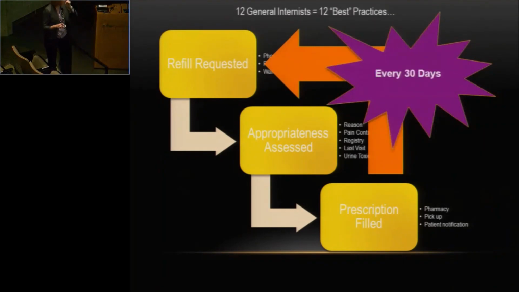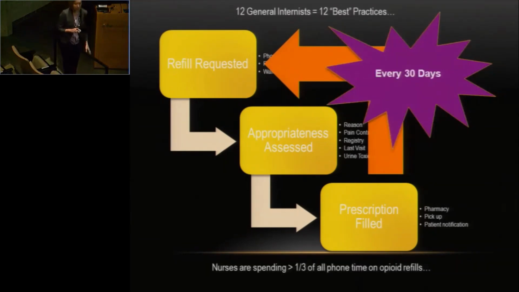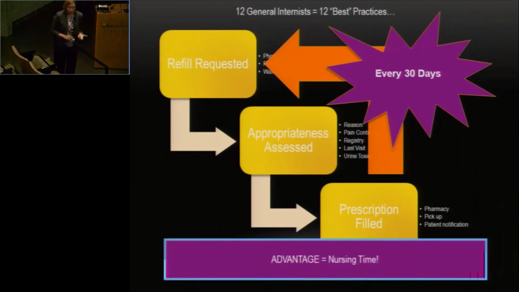The problem is that this was happening every 30 days for every single patient on recurring opioids. We actually measured some baseline data, and we found that the nurses were spending a third of their phone time on opioid refills. So our advantage was nursing time. How do we create an advantage to get buy-in on this project? It was that we can reduce the time that nursing spends doing this.